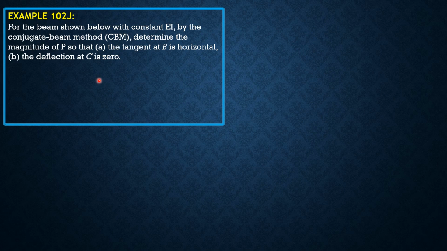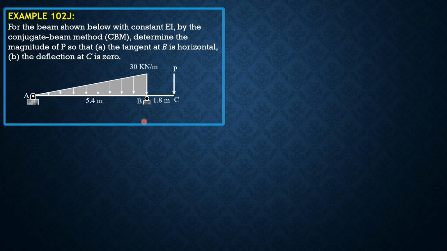For the beam shown below with constant EI, by the conjugate beam method, determine the magnitude of P so that the tangent at B is horizontal, and the deflection at C is 0. So let's select B as our moment center. That's the best choice. And before that, let's compute for the reaction at A.